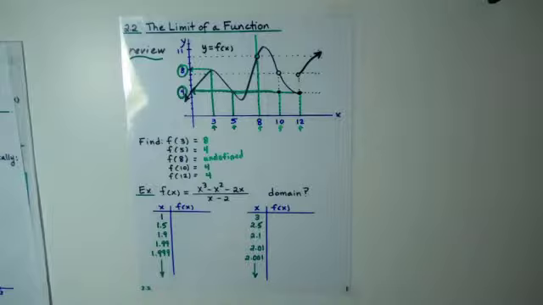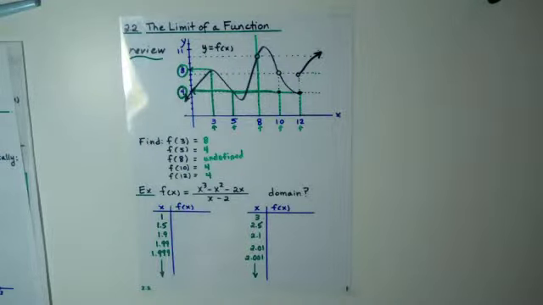Well, let's look at this example that's right here. I have a rather complicated looking function. f of x is equal to x cubed minus x squared minus 2x, that whole thing divided by x minus 2. Well, I want to ask a question before we start thinking about inputs and outputs for this function. What is the domain of this function? What x's am I allowed to plug in?